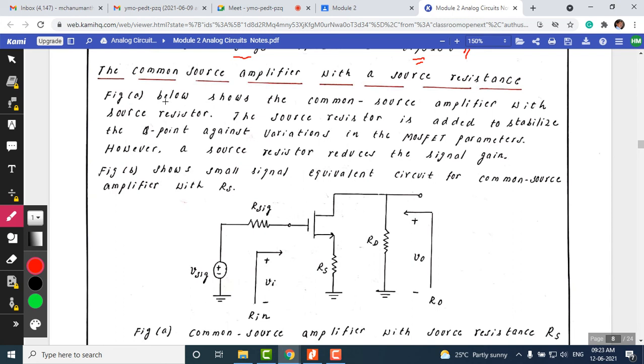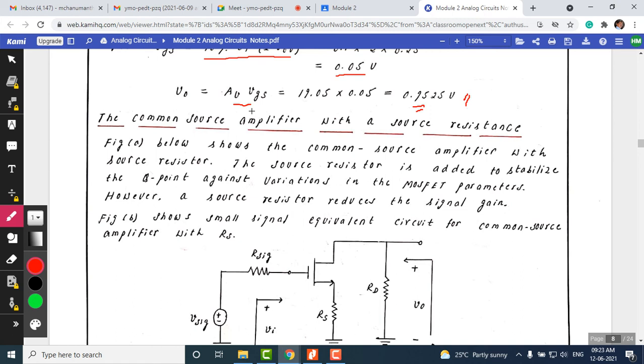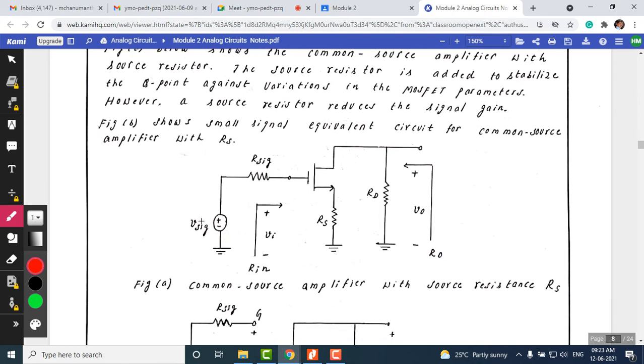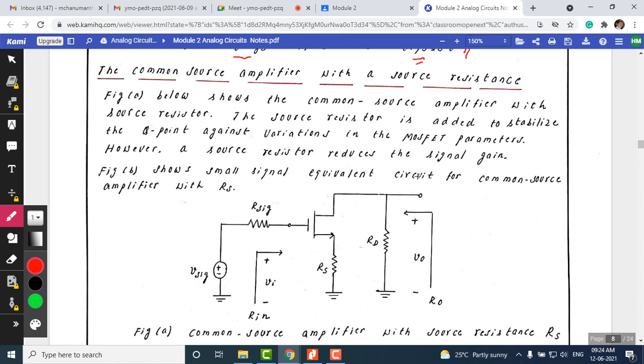Now let us go in depth and analyze this circuit: the common source amplifier with a source resistance. This is the circuit diagram with the source resistance included. If you remember the previous circuit, writing this circuit becomes very easy. The only thing is, you need to add a resistance at the source terminal, between the source and ground. That's the only change.